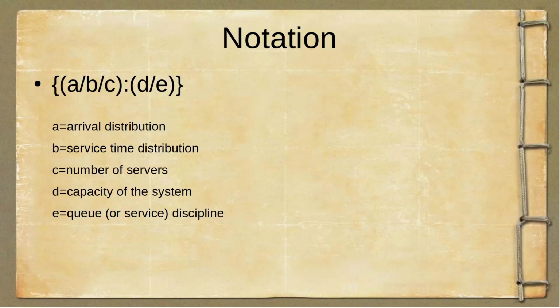So here are the notations. A stands for the arrival distribution, B stands for the service time distribution, C stands for the number of servers, D the capacity of the system and E the queue or service discipline.